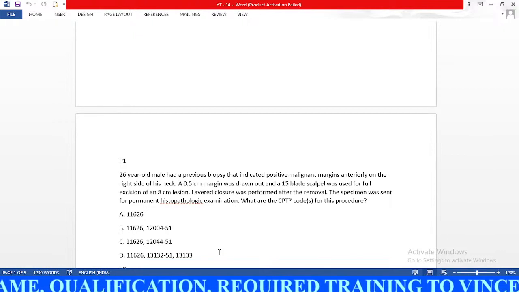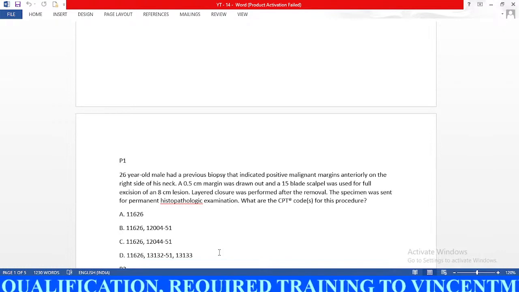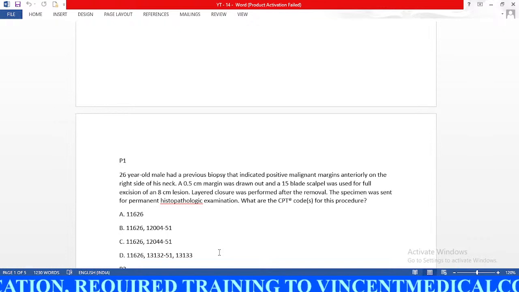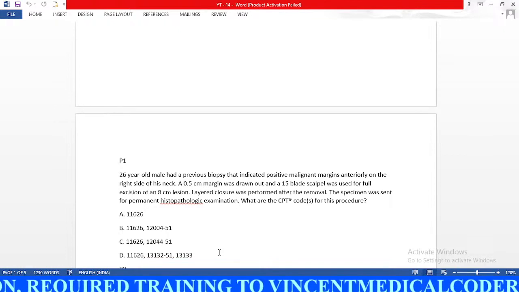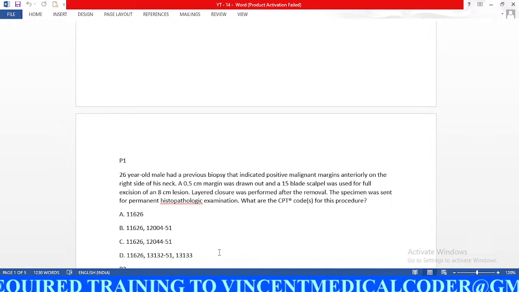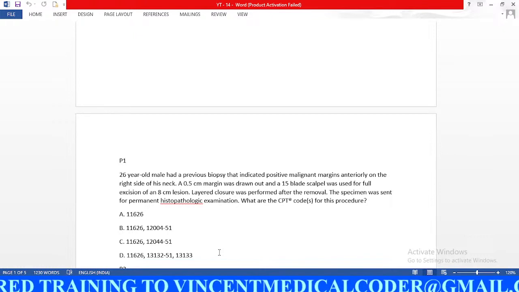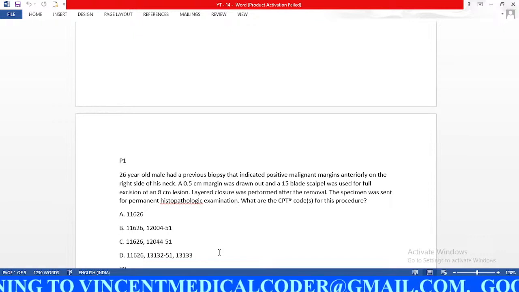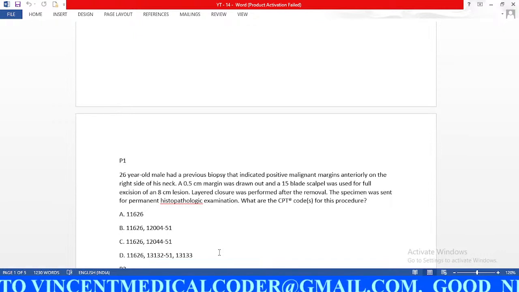So now dive into the question. As you know, today we are going to discuss the integumentary section. So see the question, find the answer and mention it in the chat box. We will start the answer at 9:35.